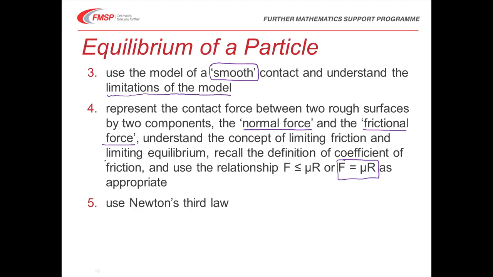If the particle is in limiting equilibrium, then F max applies. But the friction might be less than mu R if, for example, the force that the friction is opposing is smaller than the maximum value of the friction, in which case the friction doesn't need to take its maximal value. And lastly, a reminder about Newton's third law, in particular that where there is contact, there are reaction forces involved.